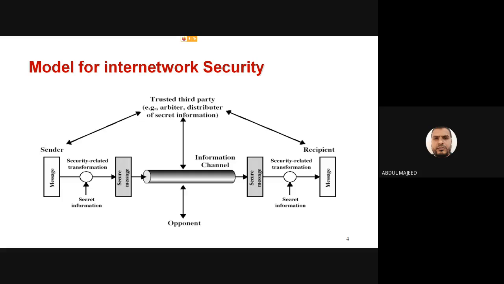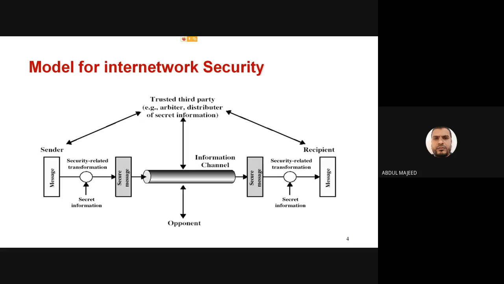Here opponents are there too. In the next slides we will see what the opponents are. So this is the model for your internet or network security. Wherever you want to implement any security and protect your messages, you can use this model. By seeing this model, we can implement the security.